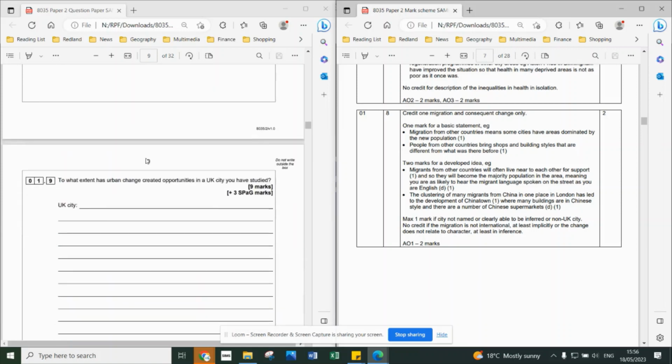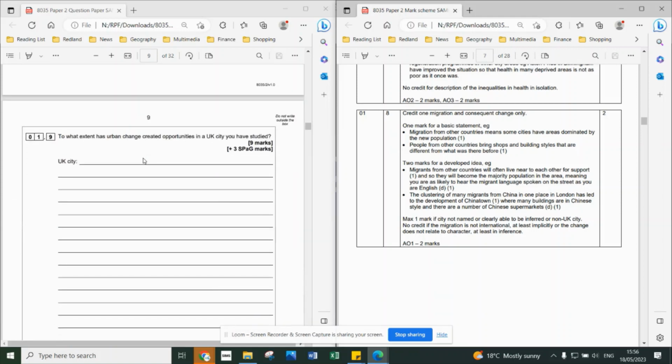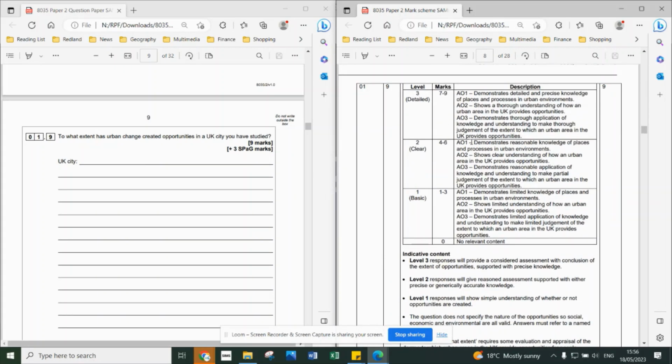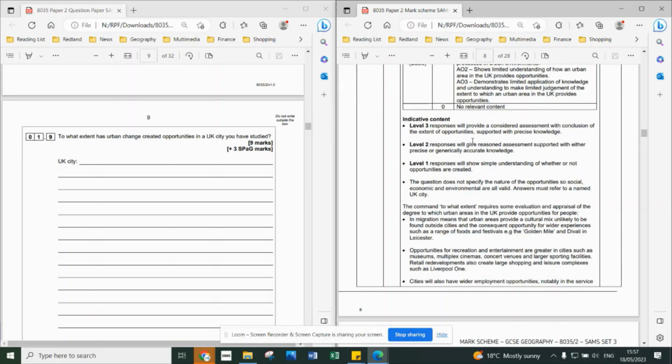Okay. 1.9 is a big one. It's 9 plus 3 SPaG. Remember, you can't get any SPaG marks if you write utter waffle. It has to be related to the topic. It says, to what extent has urban change created opportunities in a UK city you have studied? And in the case of the UK city we have studied, I'd like you to talk about London and Bristol.